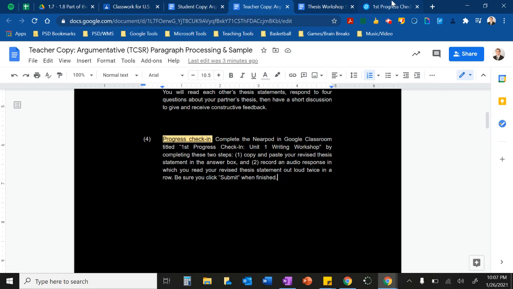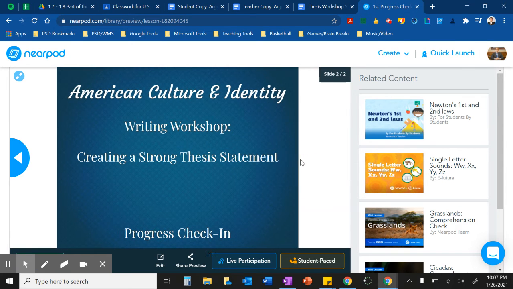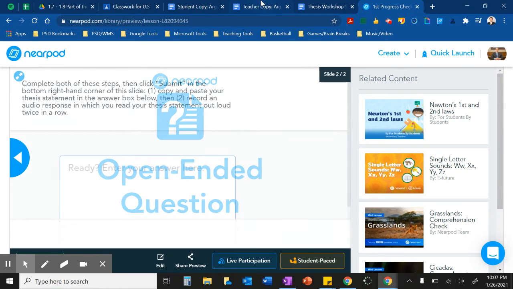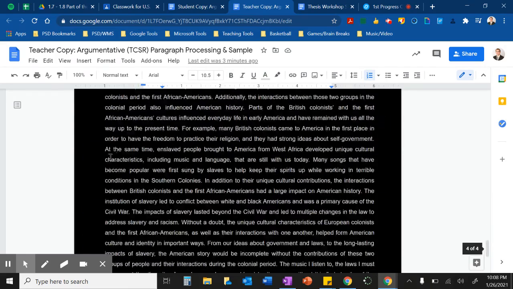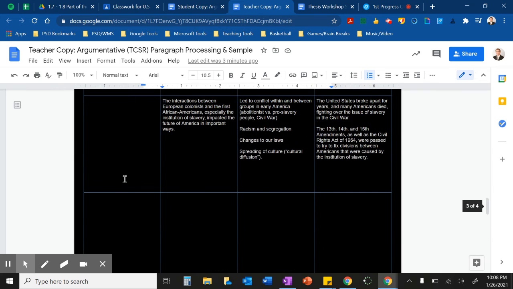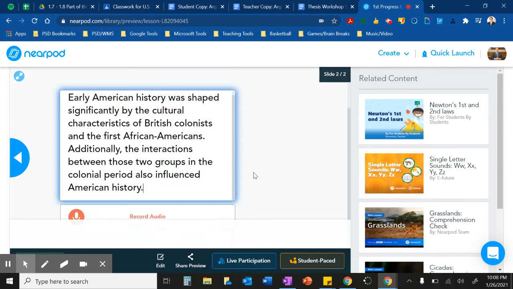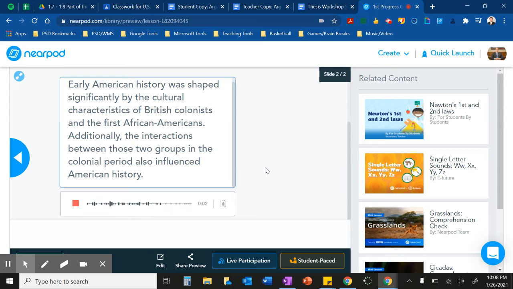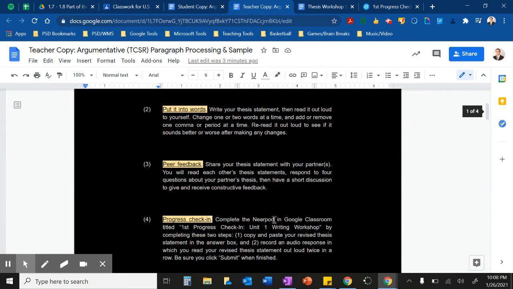So let me show you that real quick. When you click into it, it's linked right here. When you click into that Nearpod, it'll look like this. There's a title slide, and then the only other slide is where you will copy and paste. So I'm going to come in here, and after my peer feedback session, I might have changed my thesis statement a little bit, added to it, and so on. So I'll copy this, if I can get my cursor to work. Okay, I'll copy this and then paste it into my answer box, and then I'll record audio. Click record audio. I'll read my thesis statement out loud twice. And then once I'm finished reading it out loud twice, I'll click stop, and then I'll click submit. You guys will see a blue submit button here. Okay. Then I am finished with this first progress check-in.